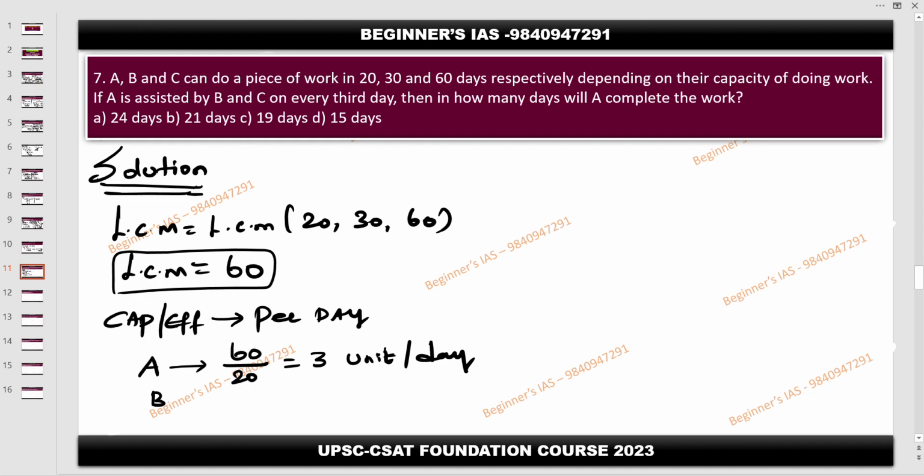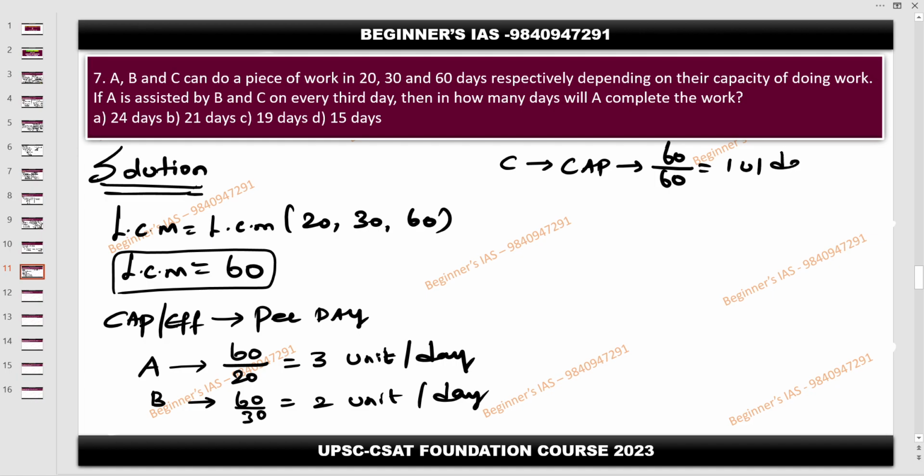B has the capacity of 60 by 30, so B makes 2 units per day. Then what about C? C has the capacity of 60 by 60, 1 unit per day. Now the question is that A is assisted by B and C only on every third day. Therefore the first day is worked by A, so A's 2-day work.